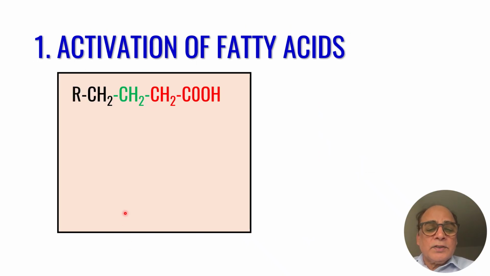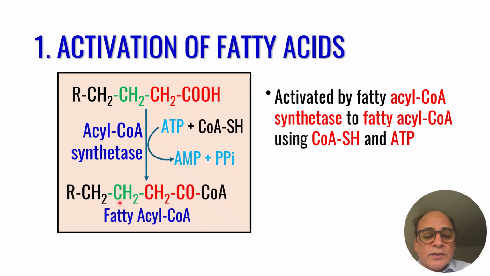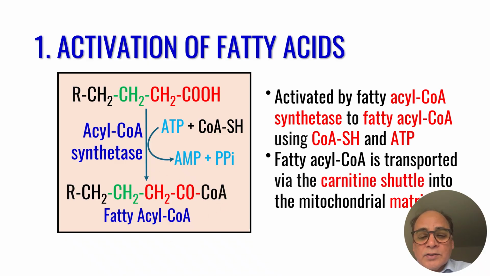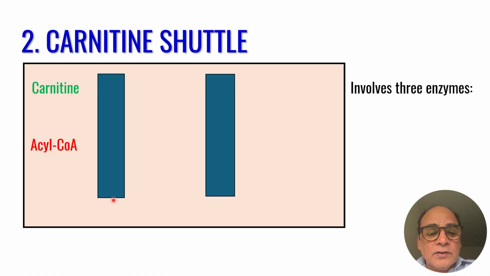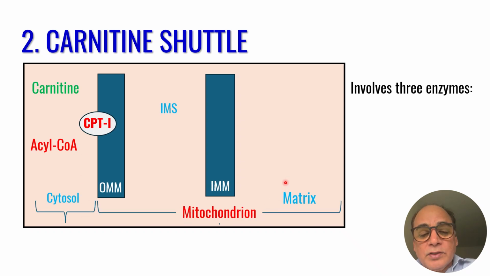Fatty acids are activated in the cytosol by an enzyme known as fatty acyl-CoA synthetase, which utilizes coenzyme A and equivalent to 2 ATP molecules as source of energy, producing fatty acyl-CoA, which is an activated fatty acid, and this fatty acyl-CoA is transported via carnitine shuttle into the mitochondrial matrix for beta oxidation. Carnitine shuttle system is a transport system which transports long-chain fatty acyl-CoA from cytosolic compartment into the mitochondrial matrix so that it can be utilized in beta oxidation.